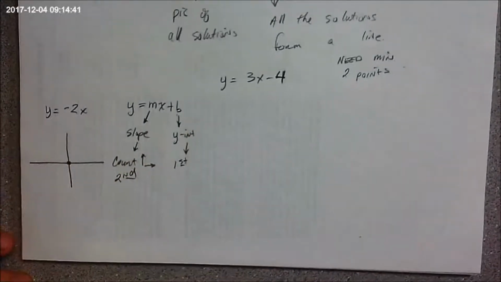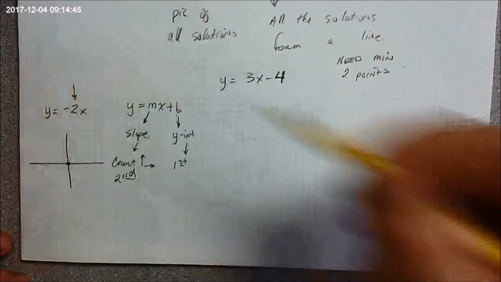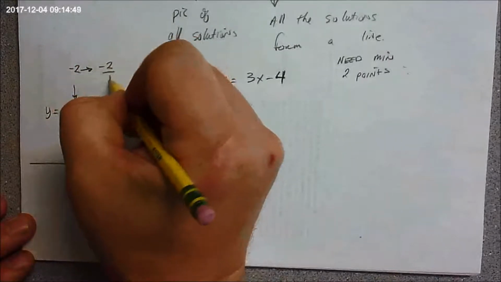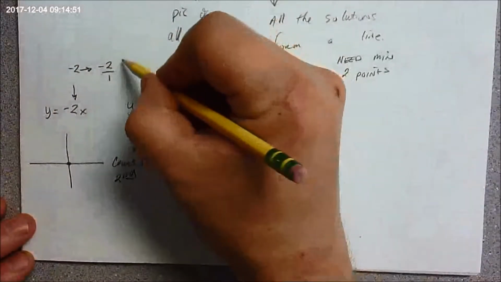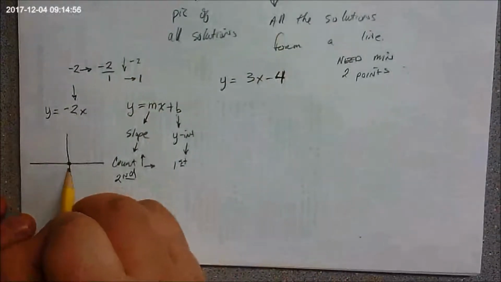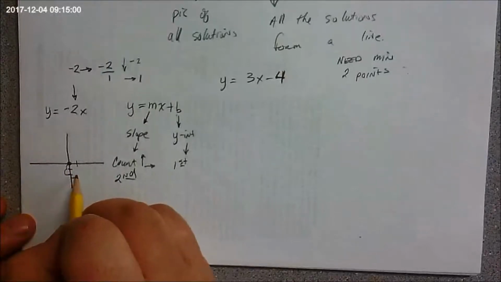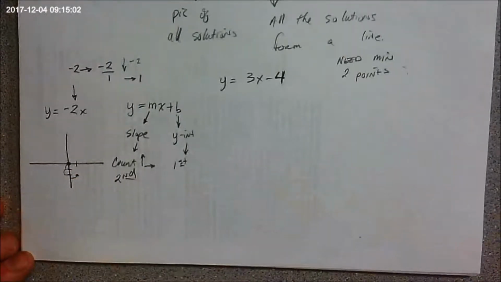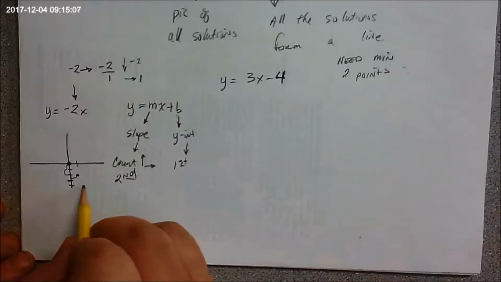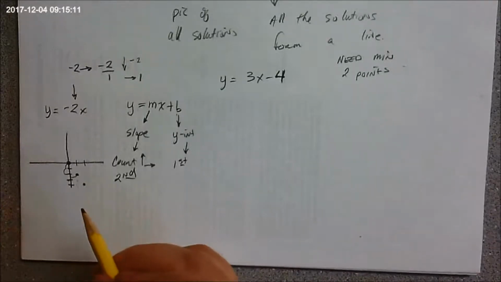Now we have to do our slope. Our slope is negative 2. Well, negative 2 is really negative 2 over 1. That means we're going to go down 2, and then we're going to go to the right 1. And we could count that again if we wanted. We could go down 2 more, and over 1 more. Just like that. And then you can connect the points.